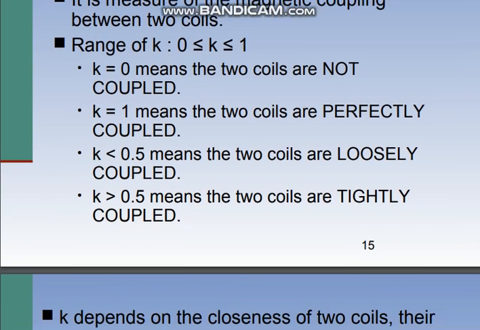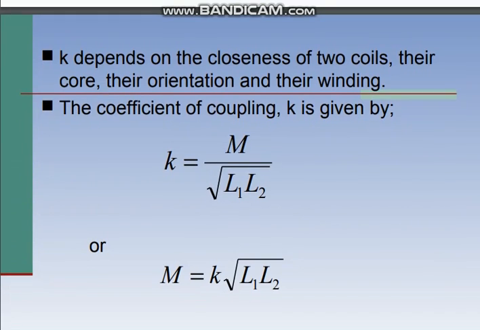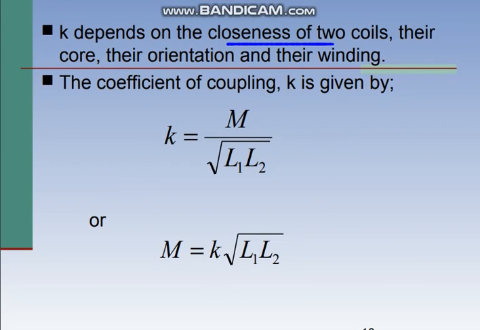So again, coming back to the point of K, K depends on the closeness of the two coils, their core, their orientation and their winding. That means K depends on three parts. Their core, whether it's an iron core or any other alloy core, their orientation, that means how many turns the coil has, how much diameter the coil has been wound with, and also their winding.